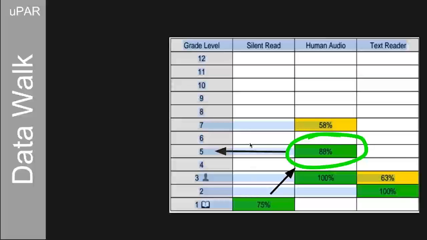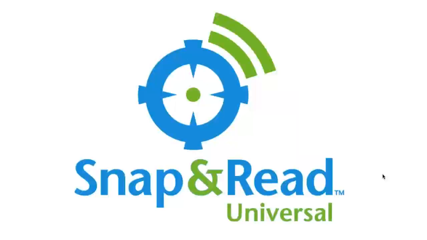is very significant. You can also see for Kaylee that she really hasn't acquired the ability to use a text reader. She doesn't do as well with that. So the teachers decided, since she did so well with a human audio, that they would take the time to have her practice and get familiar with a text reader. So Kaylee used Snap and Read Universal as her text reader. She was using it about 20 minutes a day. And she was listening to a lot of text at the grade levels of 4 through 7, and we learned that data through her Snap and Read data.